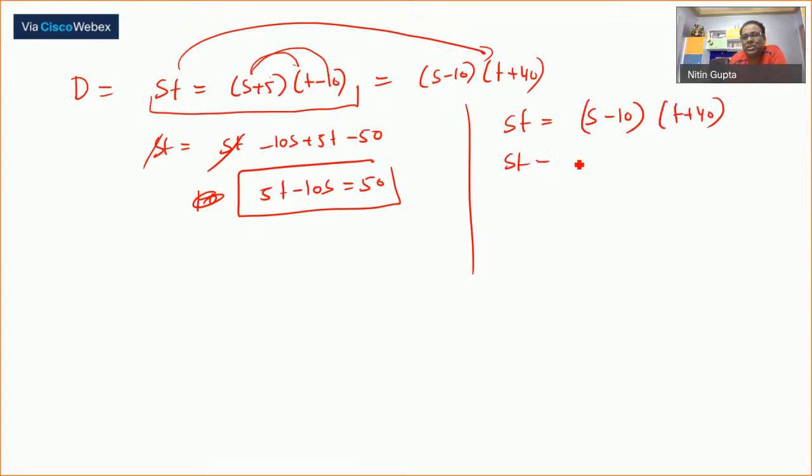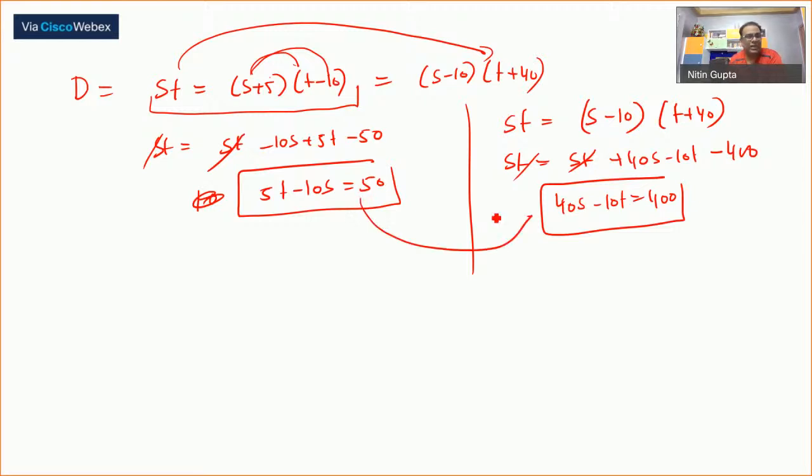So this is st, which is equal to st plus 40s minus 10t minus 400. Again, st and st will get cancelled, and my equation will be 40s minus 10t equal to 400. Now there are two equations, two variables, and I'm sure that you can solve these and get the same answers. You can find out the speed and you can find out the t.